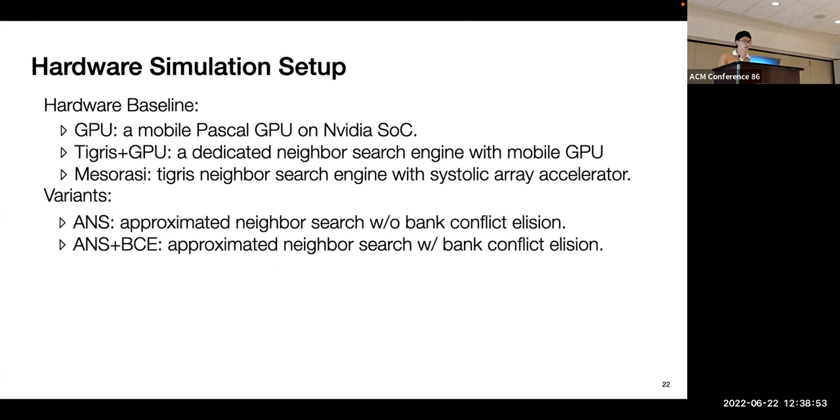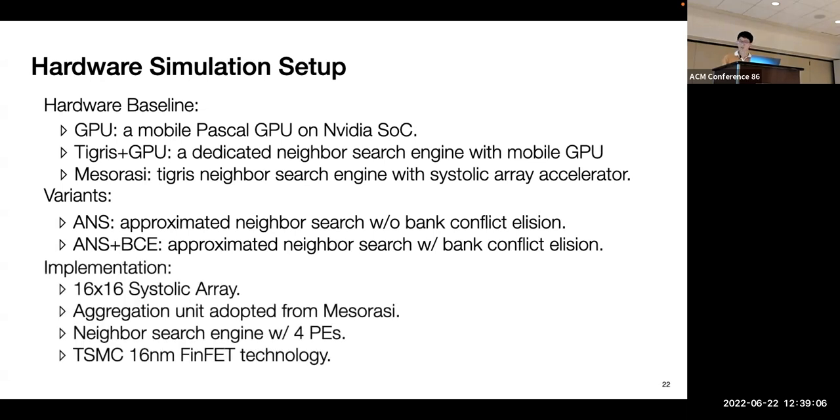In our evaluation, we have two variants. The first variant uses approximate neighbor search without bank conflict elision. The second variant uses both approximate neighbor search and bank conflict elision. And here's our hardware implementation. There are some more details in the paper.